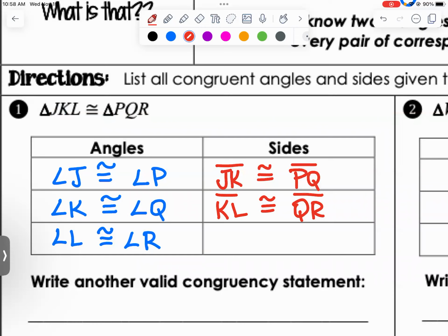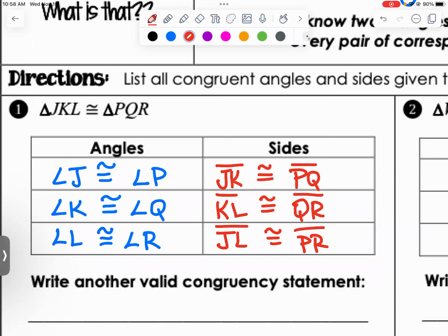Okay. Brayden, what would be our third side from the first triangle? JL. Okay. PR is congruent to PR. JL is congruent to PR. Is that the last one we're missing?